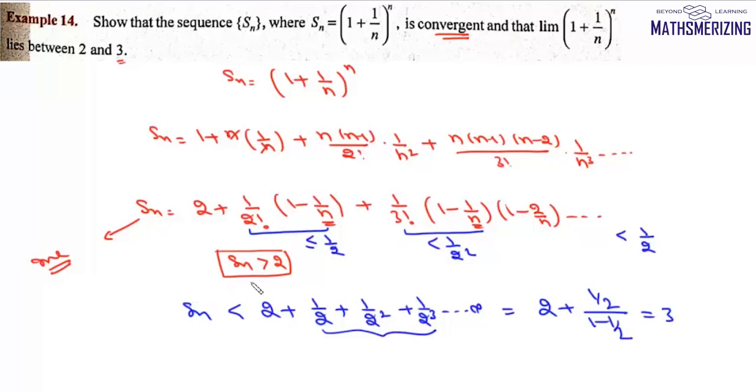So from these two conditions, we can say that the sequence is bounded and its value will lie between 2 and 3. So the sequence is monotone increasing and it is bounded. That means this sequence is a convergent sequence, and the limit of the sequence will lie between 2 and 3. We can find the limit of the sequence also.